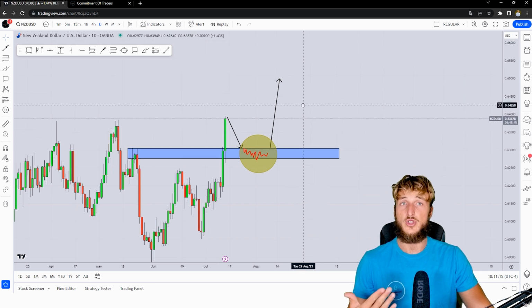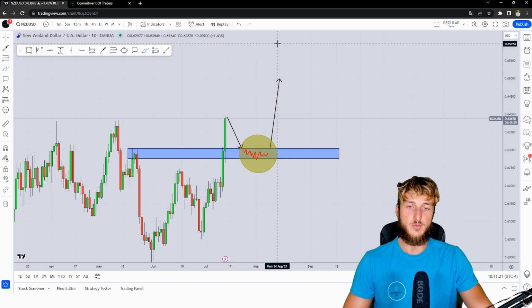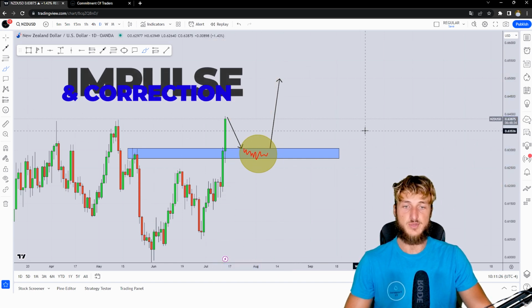So if the market would shift from an intraday bearish to bullish market and provide to us one of our valid entries, at that point we could be looking for a potential move higher for the market to complete this impulse correction and impulse pattern to the upside.